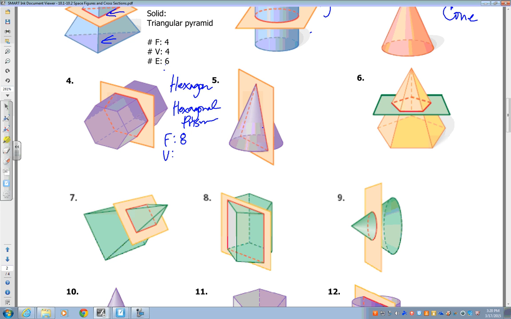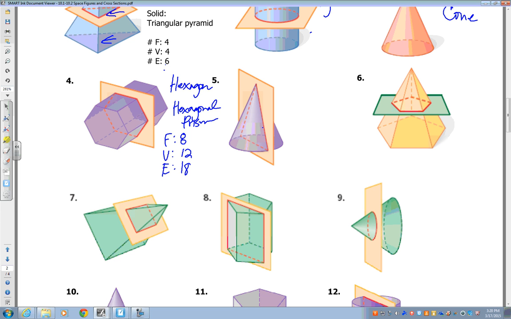How many vertices do we have? 12. Yeah, 12, 6 and 6, right? How many edges should we have? 18. Yeah, 18. Euler's rule.